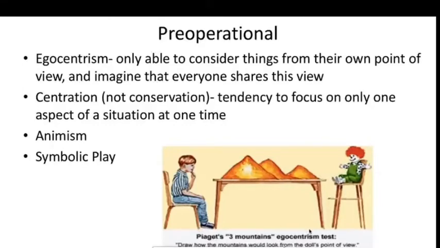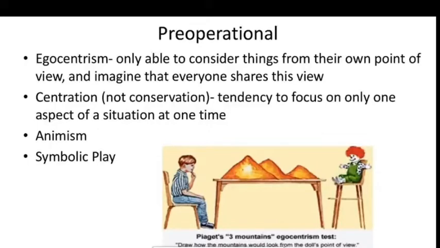This was called Piaget's three mountains egocentrism test. So the child was placed opposite the doll. From the side of the child, he sees only one mountain. But from the side of the doll, it can actually view all three mountains. And then the child was asked to draw what the doll can see. So Piaget asked the child, can you draw what the doll sees? And the child has only drawn one mountain because that's what he can see.